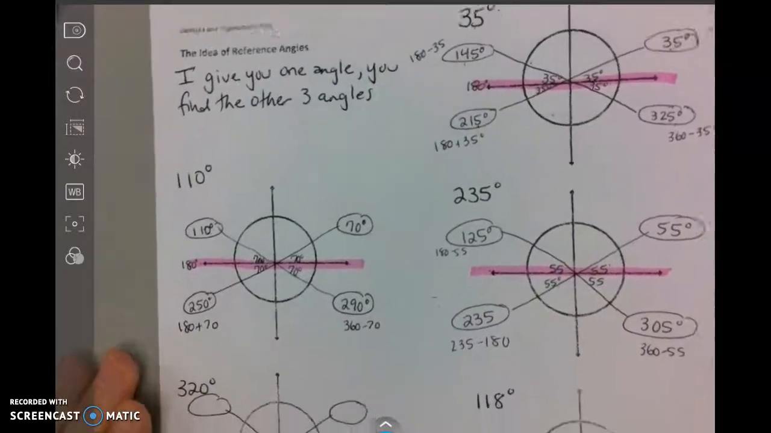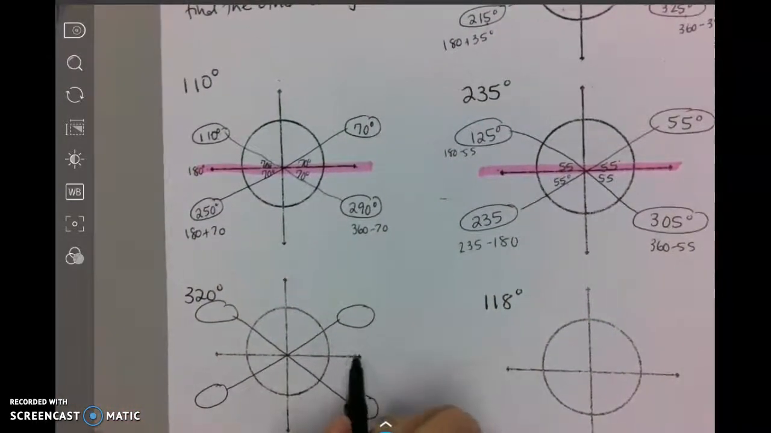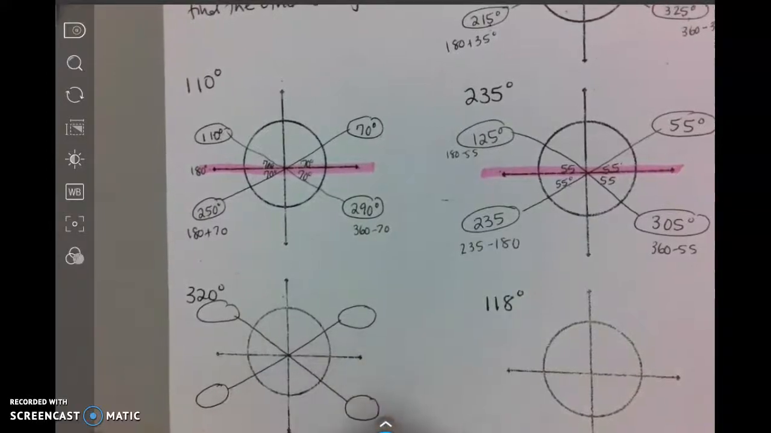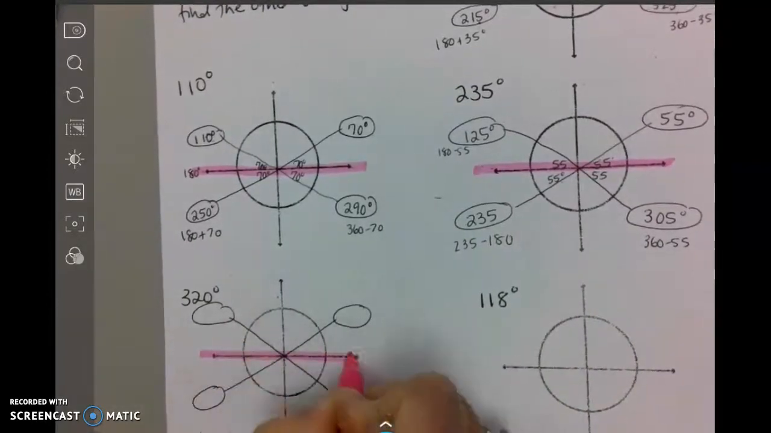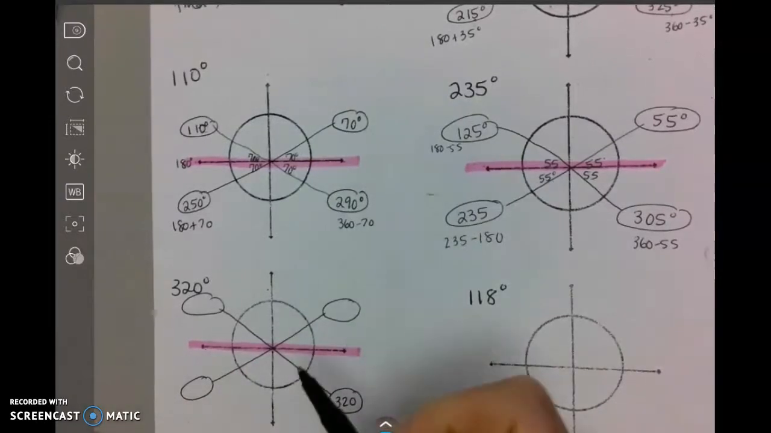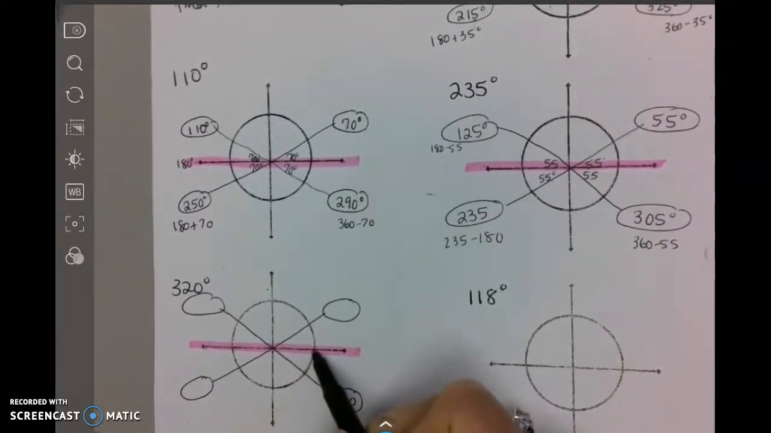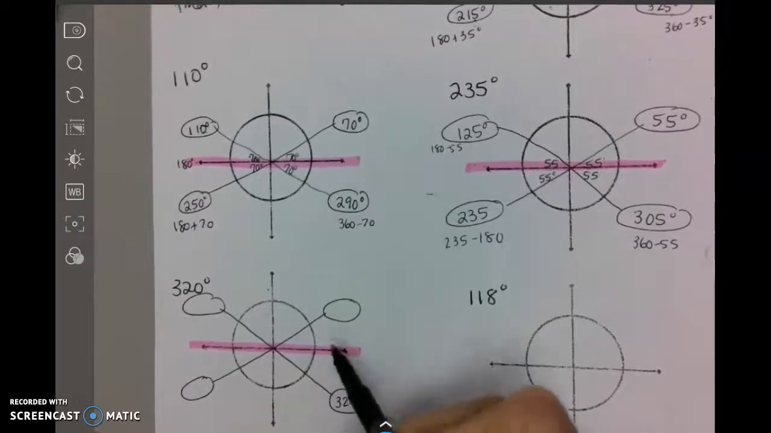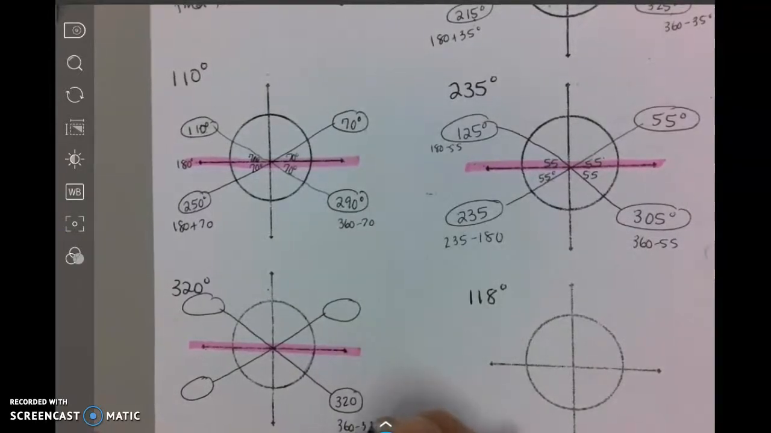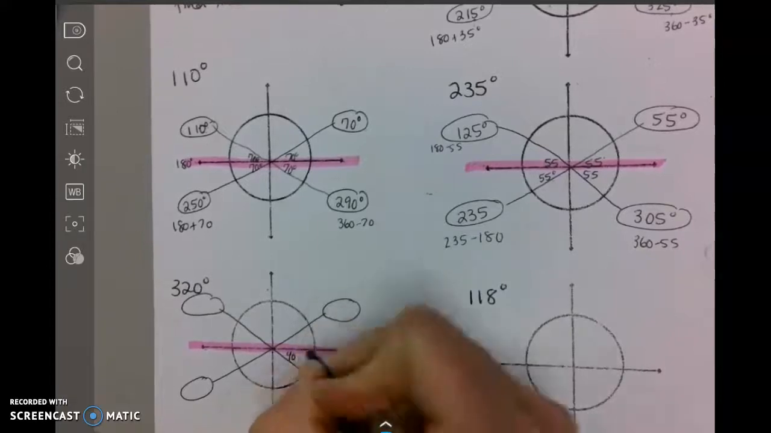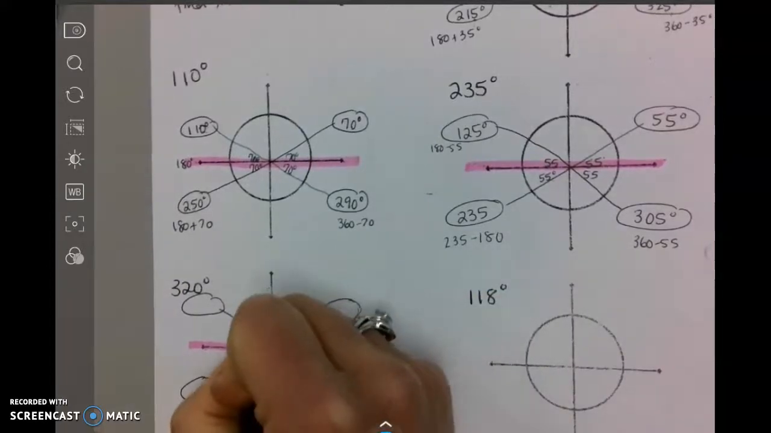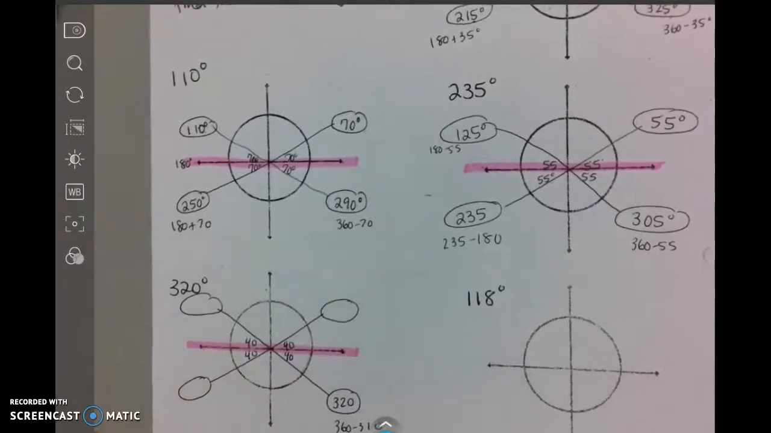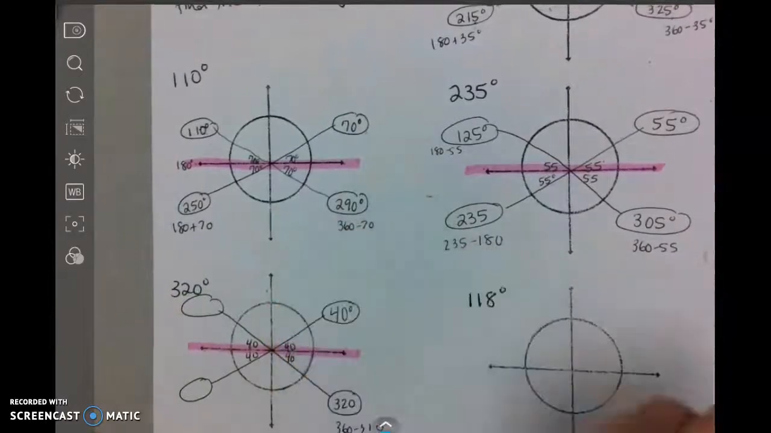All right, 320, I've got to look at this. This is 90, 180, 270, 360, so the 320 must be here. Again, I'm looking for its distance from the horizontal. So how far is this distance here? Well, this is 360. So 360 minus 320, this must be 40 degrees, which means this is 40, and this is 40, and this is 40. They all have to be the same. So this is a 40-degree angle.